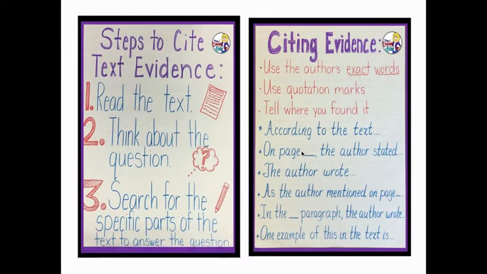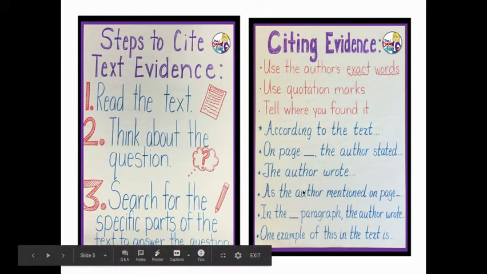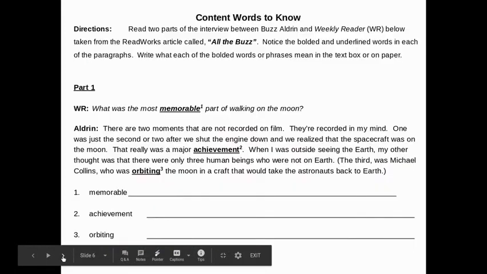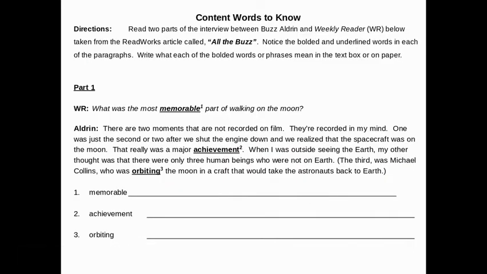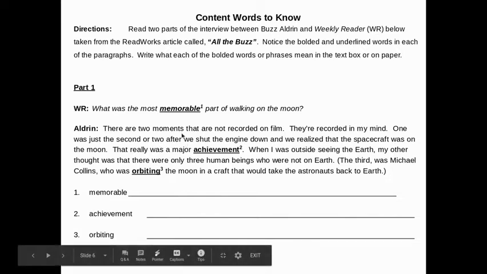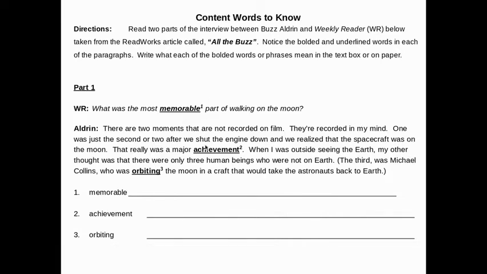More specifically, you will see on the right-hand side that we have given you some resources or some sentence starters or stems that can also help you quote accurately from a text. On the next resource page, where you will also begin your activity, you will notice that you see content words that you need to know, and those words will be in bold print in part of the passage that is taken from All That Buzz.